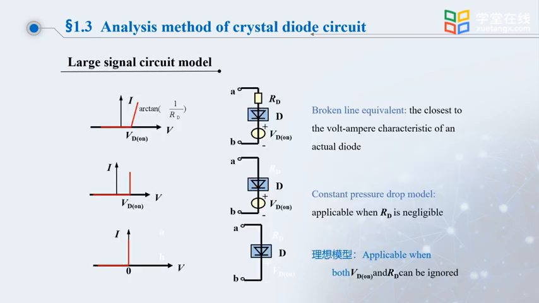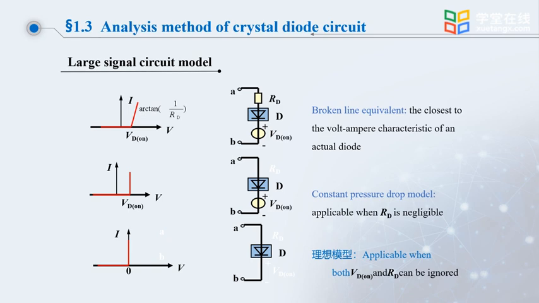During the DC analysis, we usually use a simplified circuit model to describe the diode. The simplified circuit model can be divided into three types. Let's look at the top one first. The so-called simplification is that the diode's volt-ampere characteristic is a curve. When V is greater than VD on, it rises exponentially. Then we can use a polyline to approximate and be equivalent to such a volt-ampere characteristic curve.